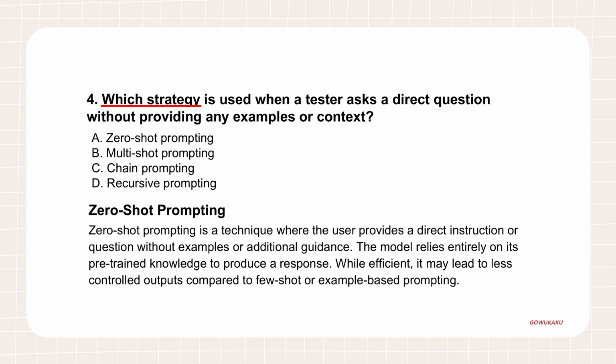The answer is right in the name. It is A, zero-shot prompting. Because you gave it 0 examples. Exactly. You are relying entirely on the model's pre-trained knowledge. You aren't showing it what to do, you're just asking.